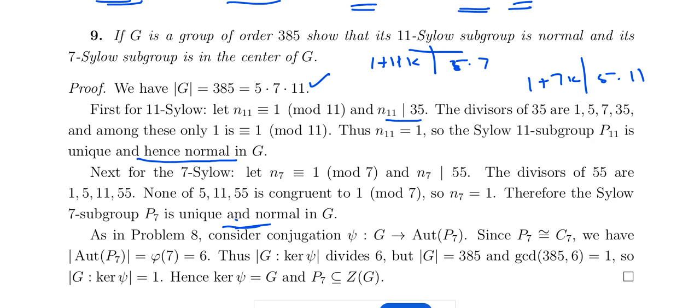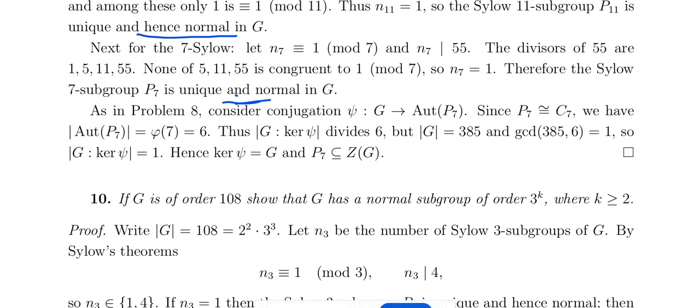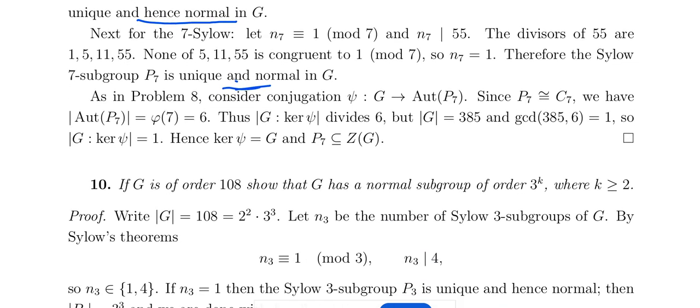So when you apply the previous theorem, the function from G to the automorphism group of P7, which is isomorphic to something, has number of automorphisms equal to 6. Using the kernel concept, the index of the kernel of psi divides 6, and the order of G is 385. So 385 and 6 are coprime. Therefore the index of the kernel in G is equal to 1, so the kernel of psi equals G. Therefore P7 is contained in Z(G).